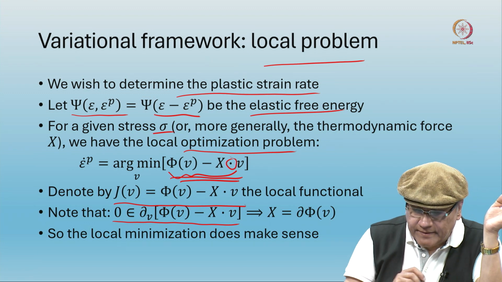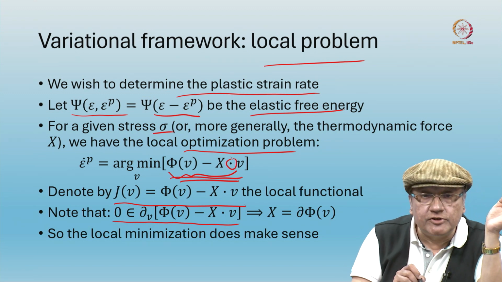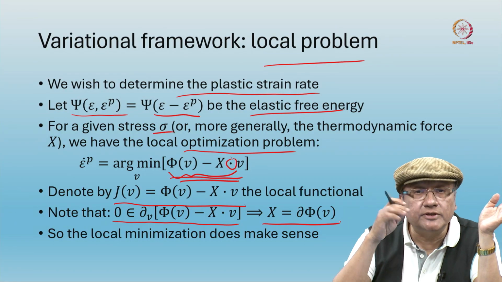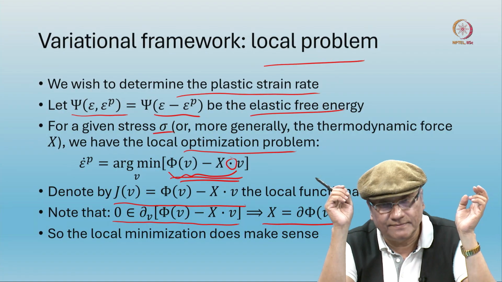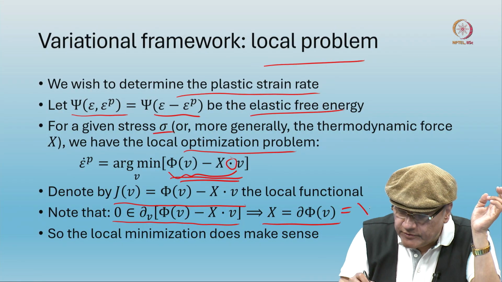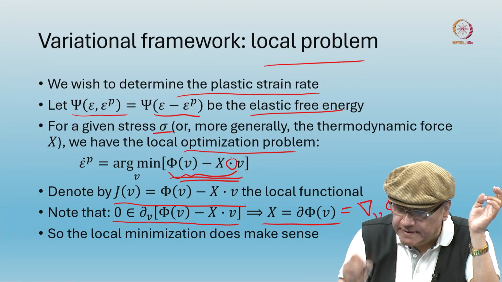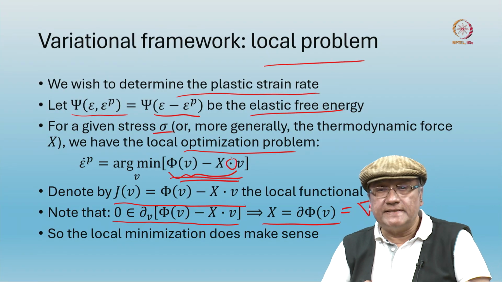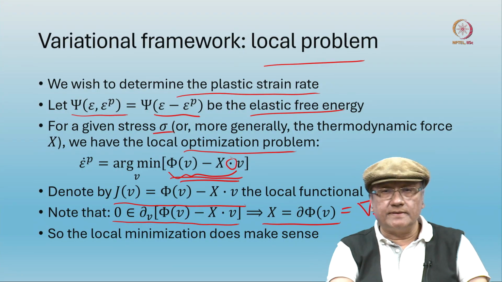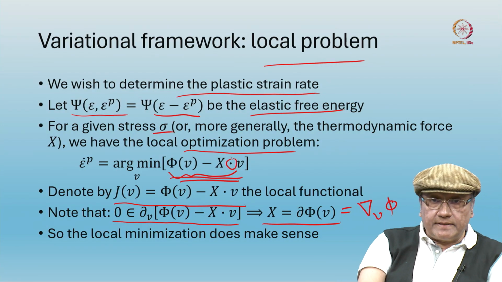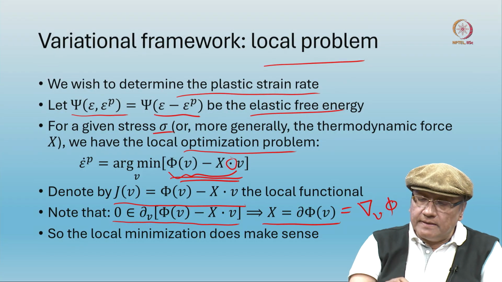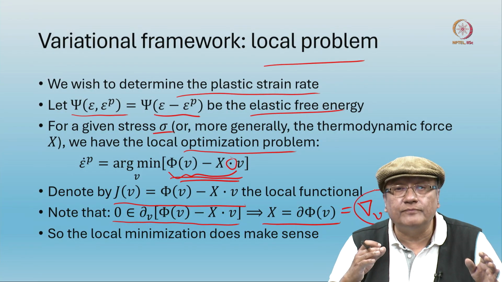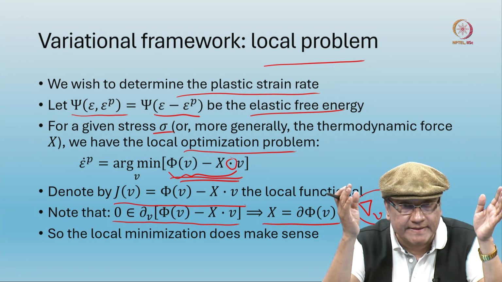So from here, what do we get? You just differentiate this J with respect to V. So we get x equals the gradient of phi with respect to V. This is nothing but the gradient with respect to V of phi. You see that, okay. So basically what we have here is that x in this case is a gradient, a potential, and it follows directly from the potential stress.